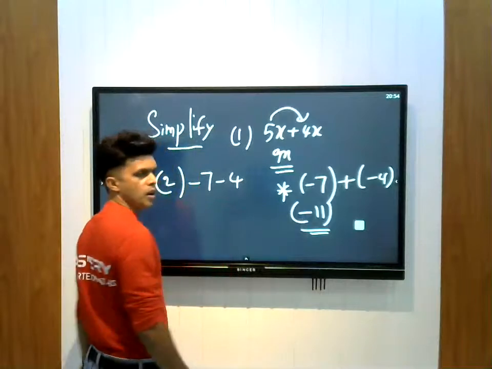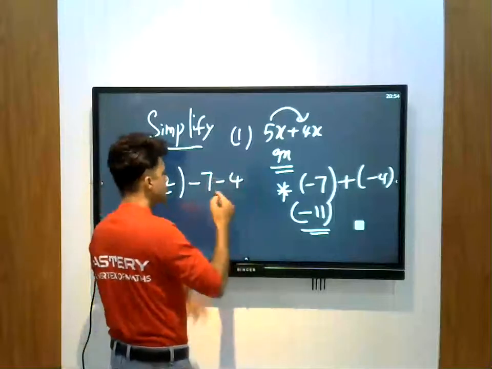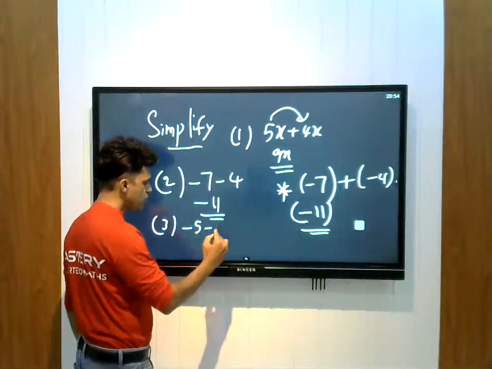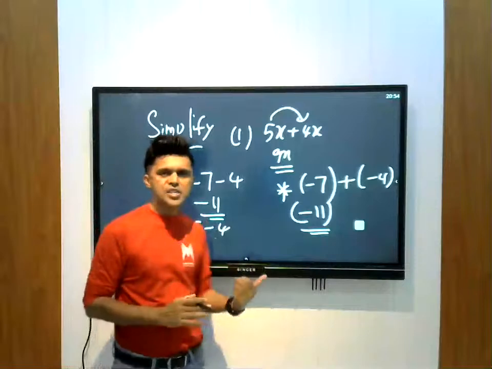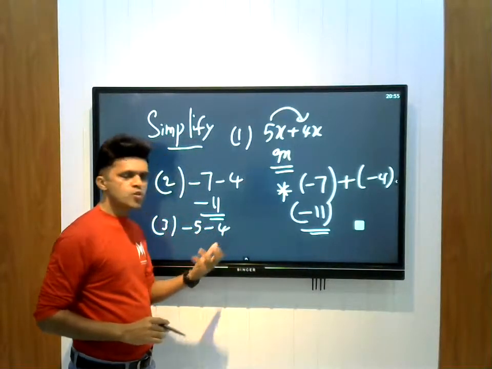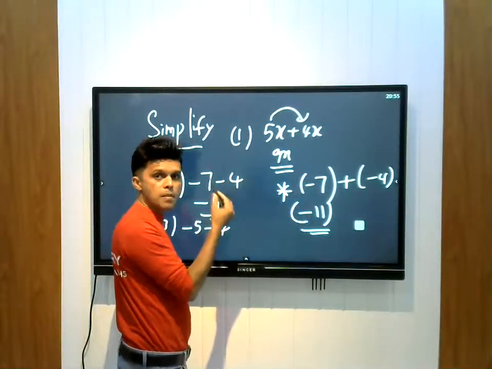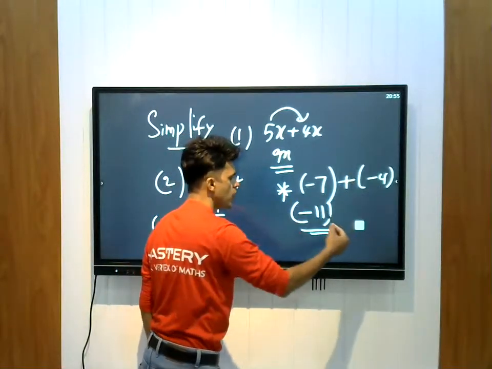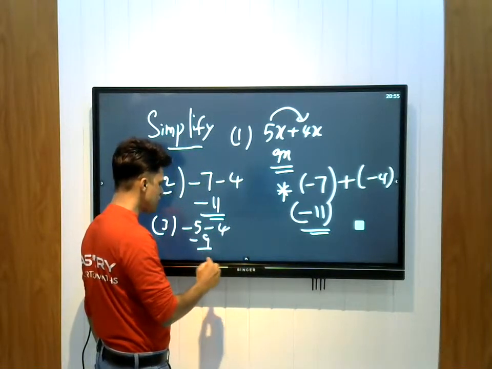Then what's the answer here? Minus 7 minus 4 is minus 11. Now minus 5 minus 4, what should be the answer? Although you are unable to see addition here, this means that you need to add these two digits. Minus 5 minus 4 is minus 9.